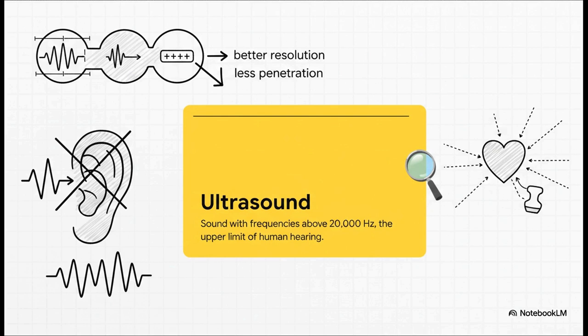Now, there's a fundamental trade-off here that you are always going to be balancing in your practice, and it's this. Higher frequency gives you a beautiful, high-resolution image with crisp detail, but it can't penetrate very deep. On the flip side, a lower frequency can see much deeper into the body, but you sacrifice some of that image clarity. It's the constant balancing act we perform with every patient.